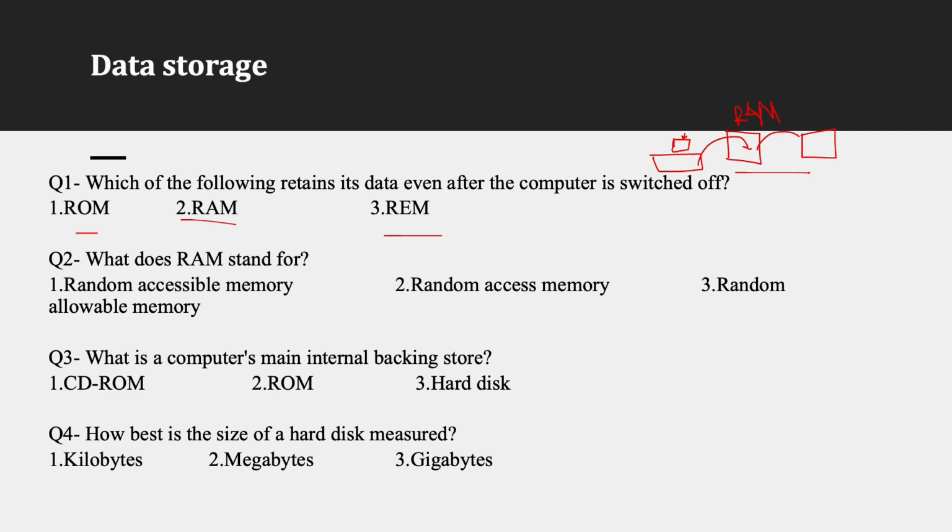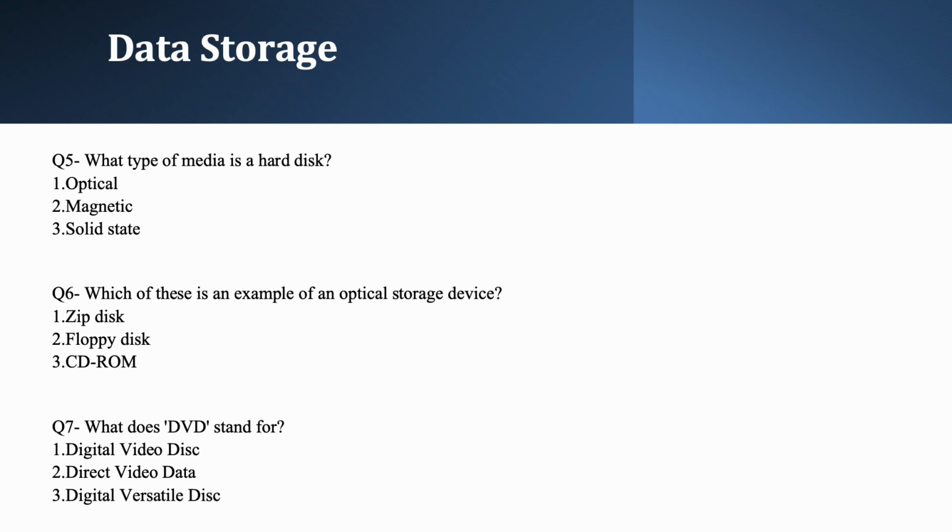ROM. Good. What does RAM stand for? Why did I just answer it? Okay. What is a computer's main internal memory? Internal backing store. Okay. How best is the size of a hard disk measured? I'll go for gigabytes this time. It actually depends on what time frame you're looking at. What type of media is a hard disk? Is it optical, magnetic, or solid state?